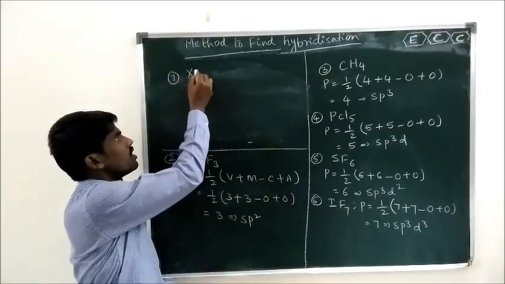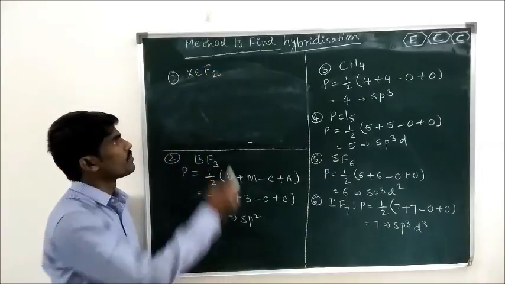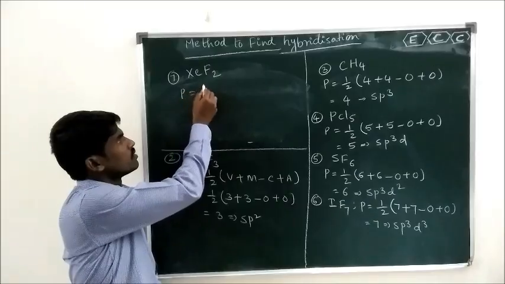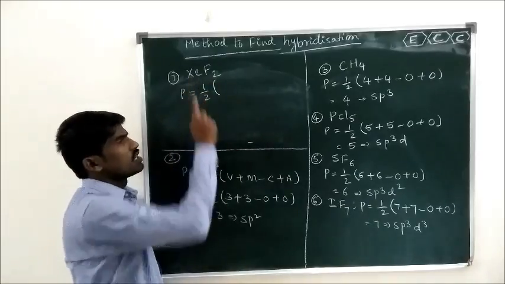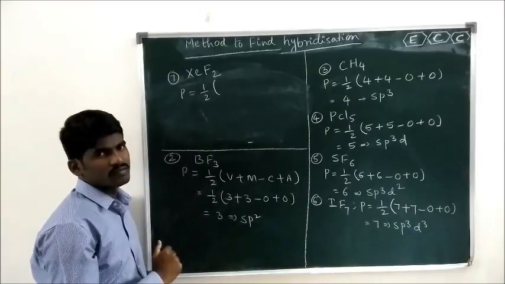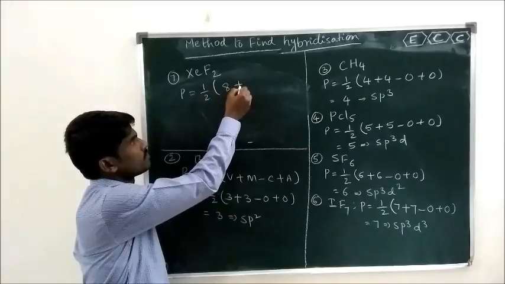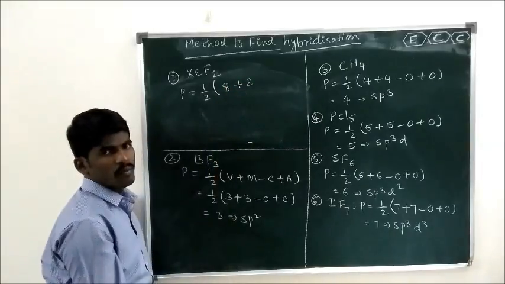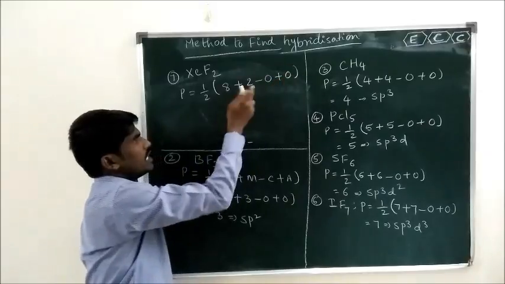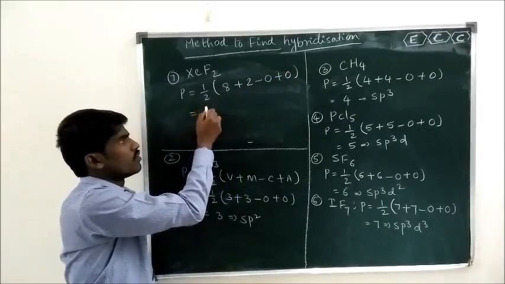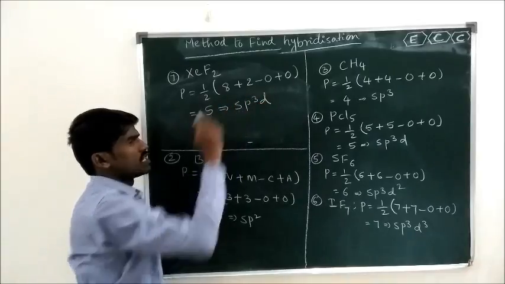Let us see xenon compounds, XeF2, xenon difluoride. So P is equal to half of the number of valence electrons around xenon. How many? 8 electrons. Why? Because it is an inert gas, right? 8 plus monovalent atoms are 2. There is no charge. 8 plus 2, 10. 10 by 2, 5.